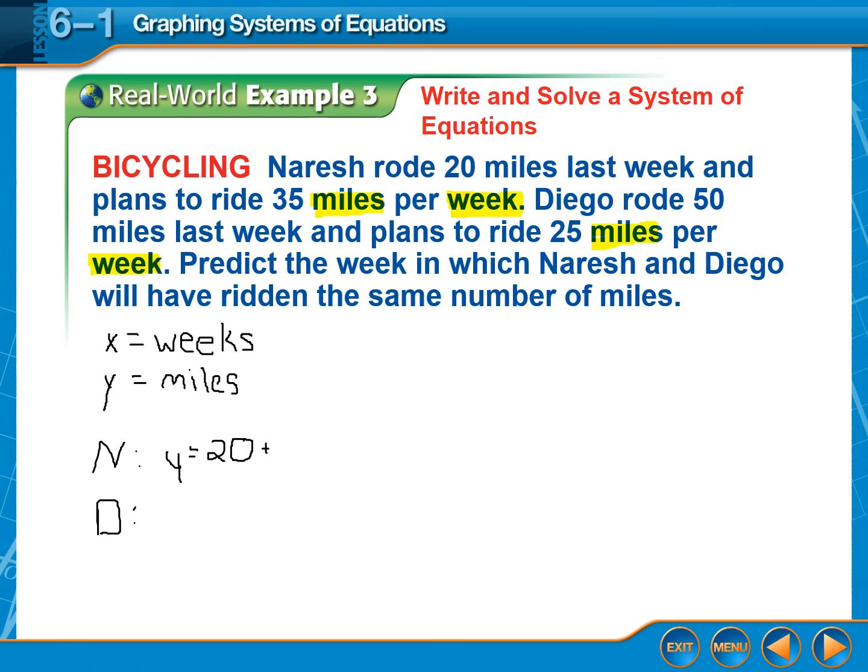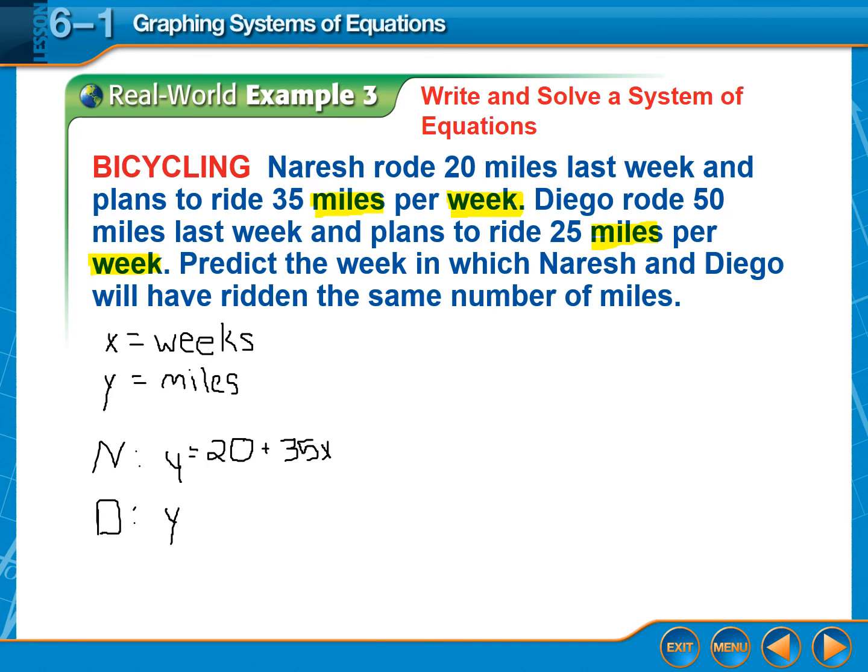Well, I can get that value by doing 35 miles times x, however many weeks. Right? So if x is 1, he rode 35 miles. If x is 2 weeks, he rode 70 miles. So we take the miles that he started with, 20, and add 35x.